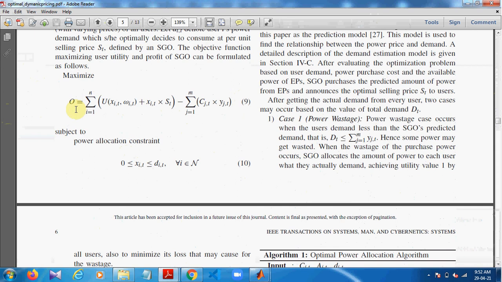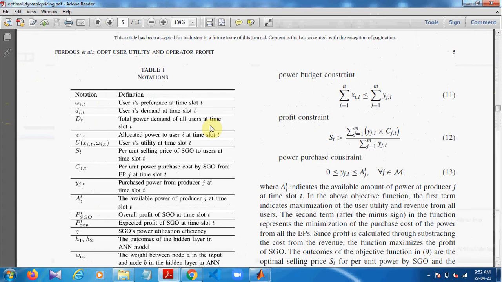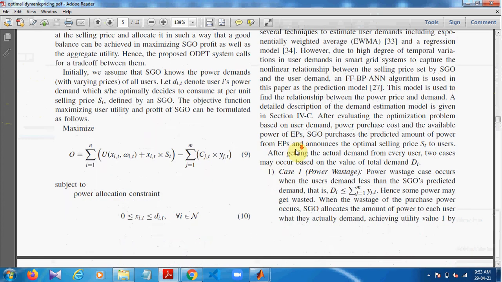This is the main objective function of our project, and there are some constraints. XIT should be greater than 0 and less than DIT. This is the main constraint mentioned. The second constraint is the power budget constraint: the summation of XIT should be less than or equal to the summation of YJT. The profit constraint: ST should be greater than the summation of YJT into CJT divided by the summation of YJT. Then the power purchase constraint: YJT should be greater than or equal to 0 and less than AJT. This is how it is interpreted.